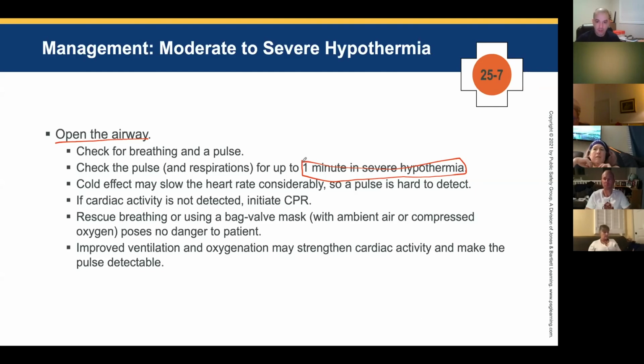So if we do not detect any cardiac activity, we want to initiate CPR, we want to go ahead and begin rescue breathing with a BVM, and we want to improve oxygenation and ventilation, which may strengthen cardiac activity and make the pulse detectable.